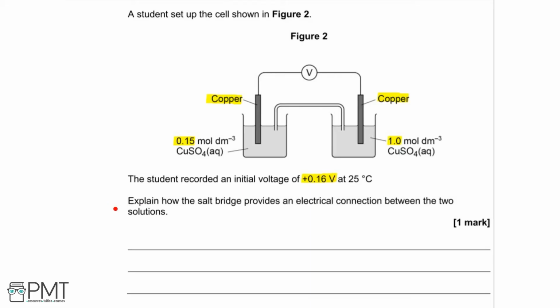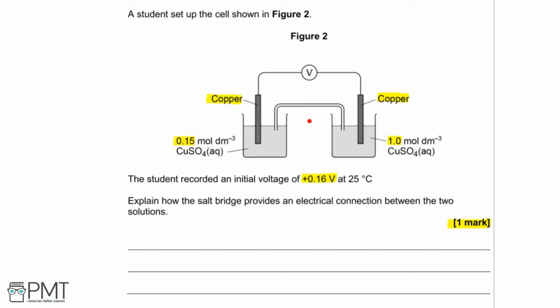Explain how the salt bridge provides an electrical connection between the two solutions. This is worth 1 mark, so we just need to state this reason with no further justification for it. So looking at our figure 2 here, we can see that when moving between the cells, the one way the ions can do this is via the wires, the wire that is connecting the electrodes to the voltmeter. However, they need another route to move back the other way in order for this to be a complete circuit and to actually get an electrical connection here.